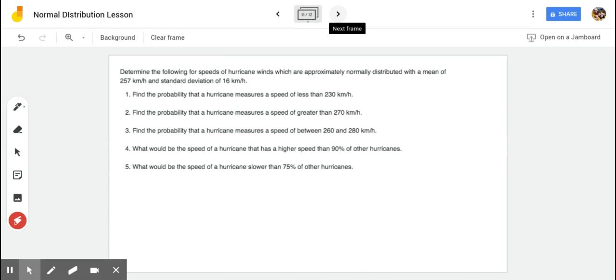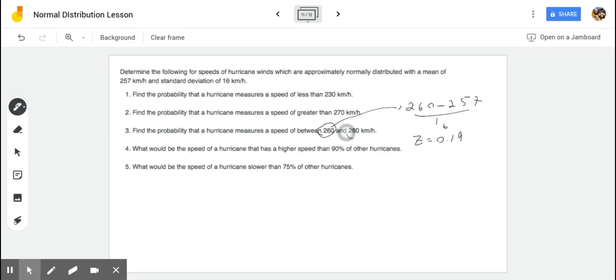The next example is between 260 and 280, and the first thing we do is convert those numbers to z values. So 260 and 280. 260 has a z value of 260 minus 257 divided by 16, and so we get 0.19 as the z value there. And then for 280, the z value would be similar: 280 minus 257 divided by 16, and that would be a 1.44 z value.